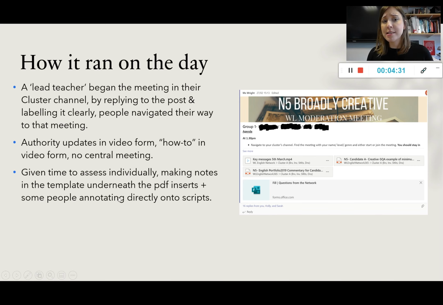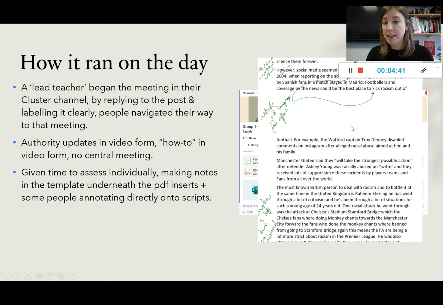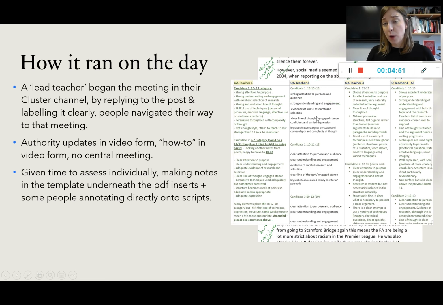Then people were given time to assess individually, and they could make notes in the template underneath the PDF printouts, or they could annotate directly onto the scripts. We have a couple of examples here. You can see this is one screenshot taken from a notebook where people have chosen to directly annotate onto the PDF. Here as well is an example of a completed table where each teacher has recorded their individual thoughts about each candidate response before discussion.